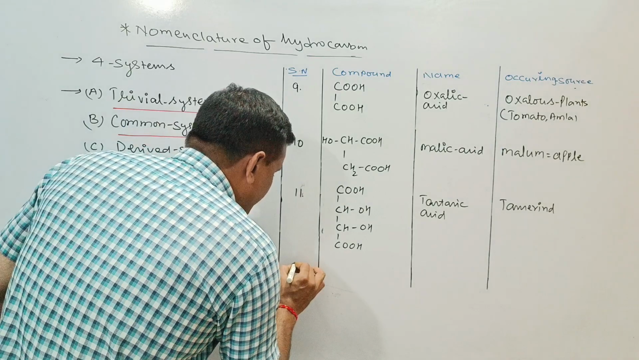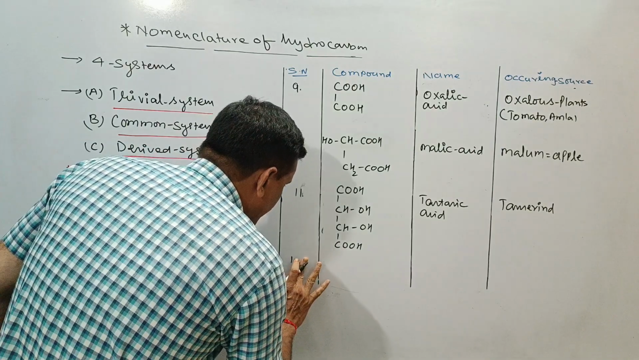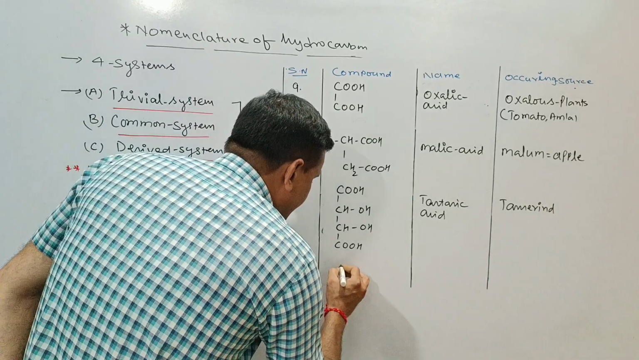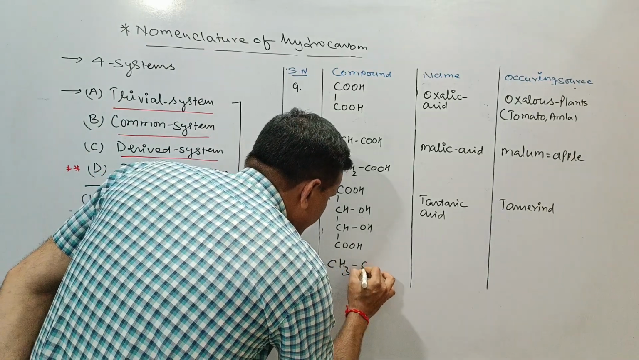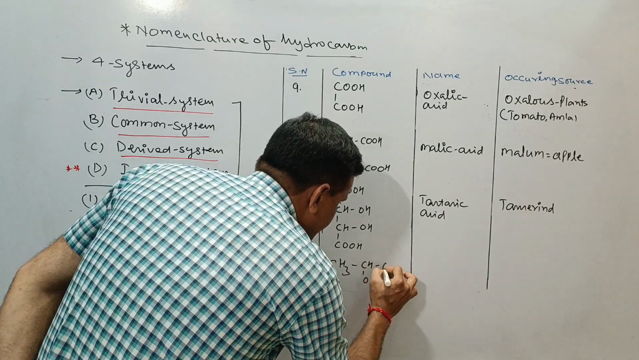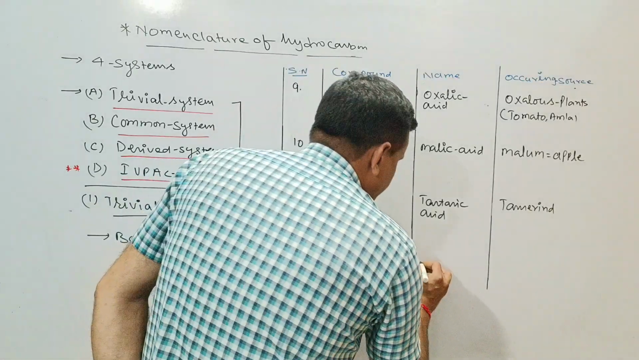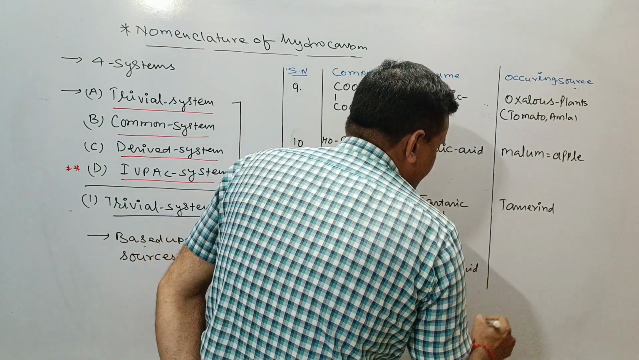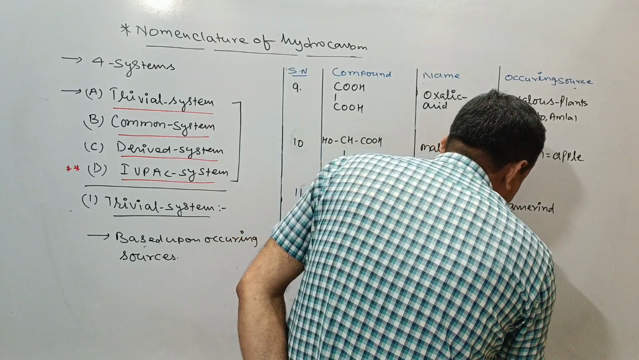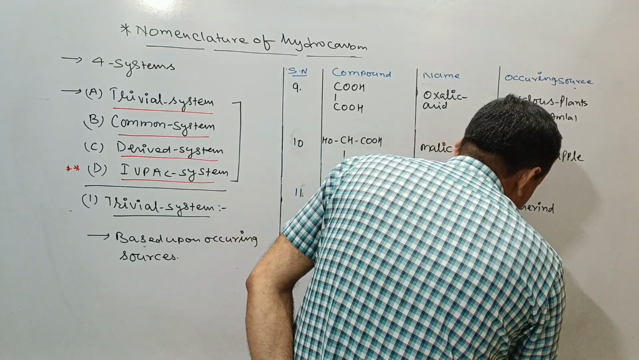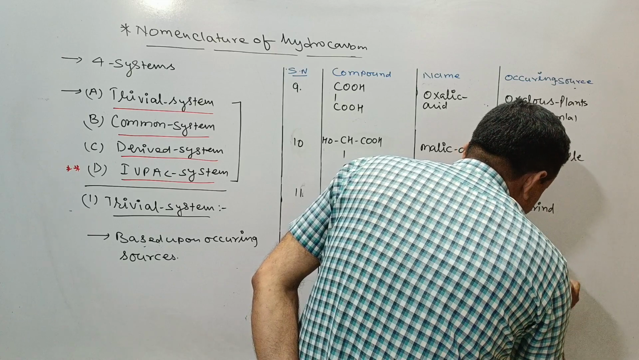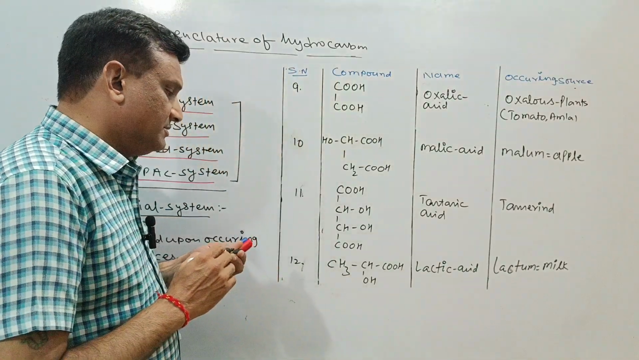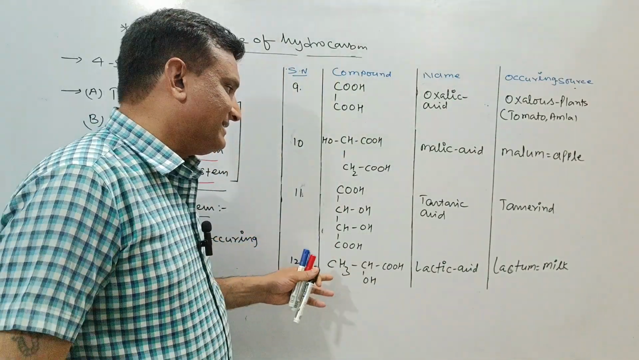Now the time to discuss the 12th compound, that is very important also. What is that? We can take CH3, CHOH, COOH. It is called lactic acid because it was first extracted from lactum. This is lactum, which means milk. It can be extracted from milk also. That's why it is called lactic acid.